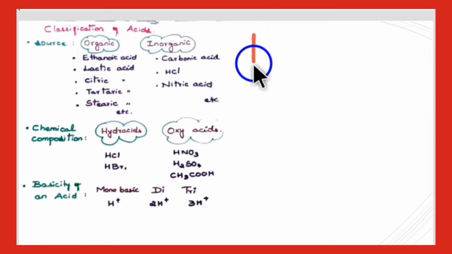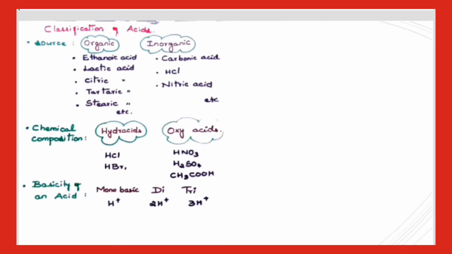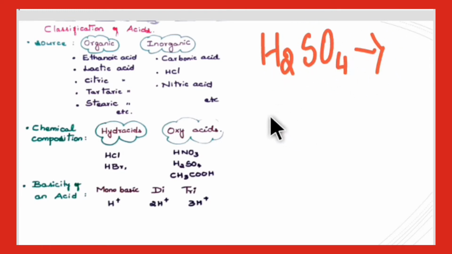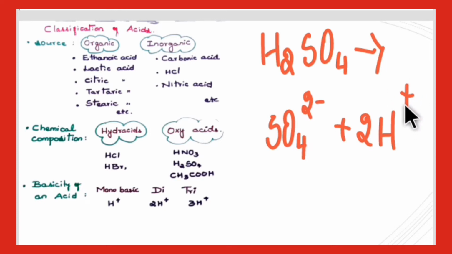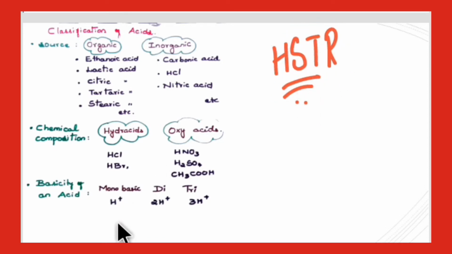For mono, you can say HCl, hydrochloric acid. When you dissociate this HCl, it divides as H plus and Cl minus, right? So one hydrogen ion here. Then in case of the second one, dibasic acid, you can say H2SO4. When this dissociates, it gives SO4 2 minus plus 2 hydrogen ions, 2H plus. Questions like this in depth may be asked in HSTR exams only. To give examples, they may ask you to give only examples for each one. In case of tribasic acid, you can give the example of H3PO4.